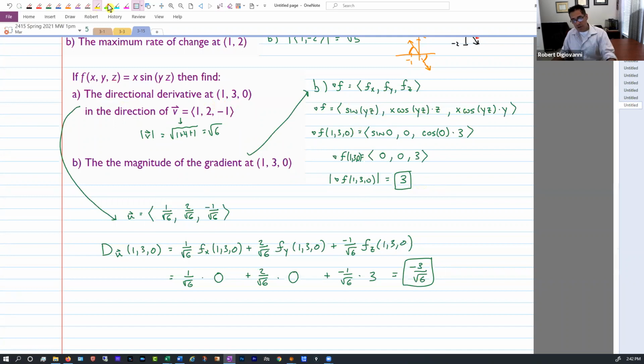One thing you should note is that this answer should always be bigger than that answer, because the magnitude of the gradient vector gives you the maximum rate of change. So if you point in any other direction, that number should be smaller. This number should never be bigger than this one. It should be the biggest you ever get.